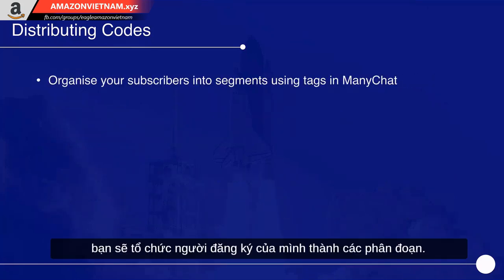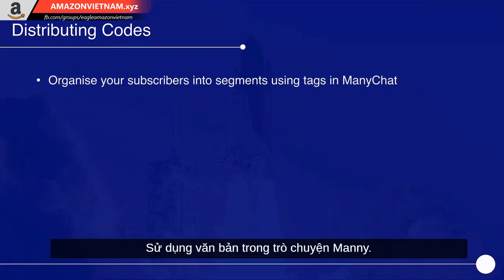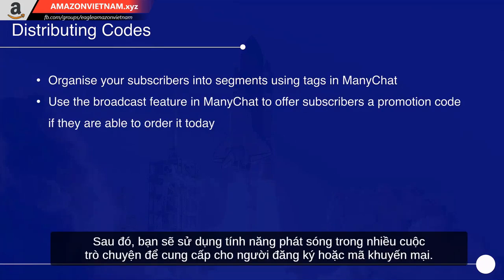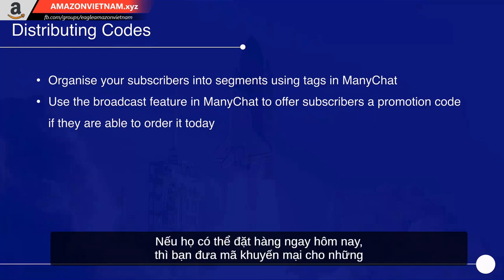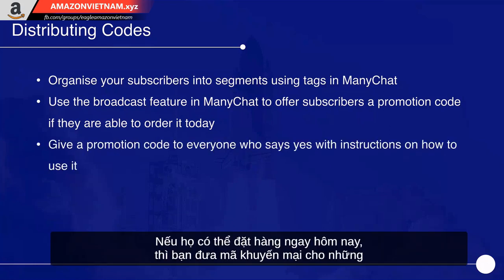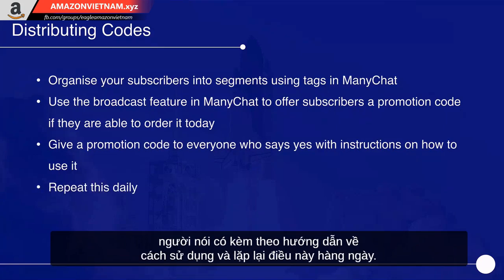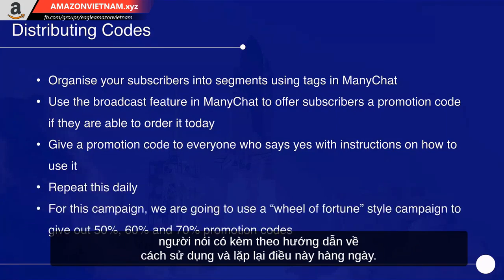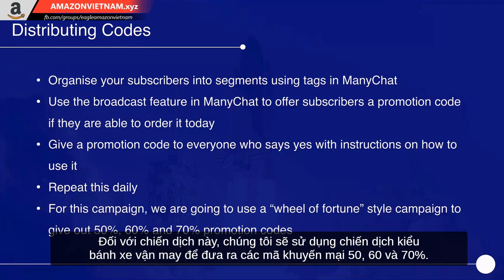You will organize your subscribers into segments using tags in ManyChat. You will then use the broadcast feature in ManyChat to offer subscribers a promotional code if they are able to order it today. You will then give the promotional code to everyone who says yes with instructions on how to use it, and repeat this daily. For this campaign, we are going to use a Wheel of Fortune style campaign to give out 50, 60 and 70% promotional codes.